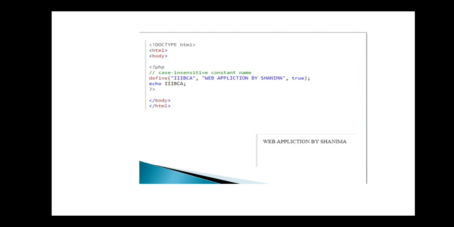So when I use third BCA in the echo statement, the value is displayed, that is web application by the name. Then true refers to the case insensitive value, which should be either false or true. By default it will be false, but here I gave it as true to display the same value. Here I gave echo third BCA. If you mention the name of the constant you defined, then the value will be displayed in your output page. So here you can see the output, web application by.